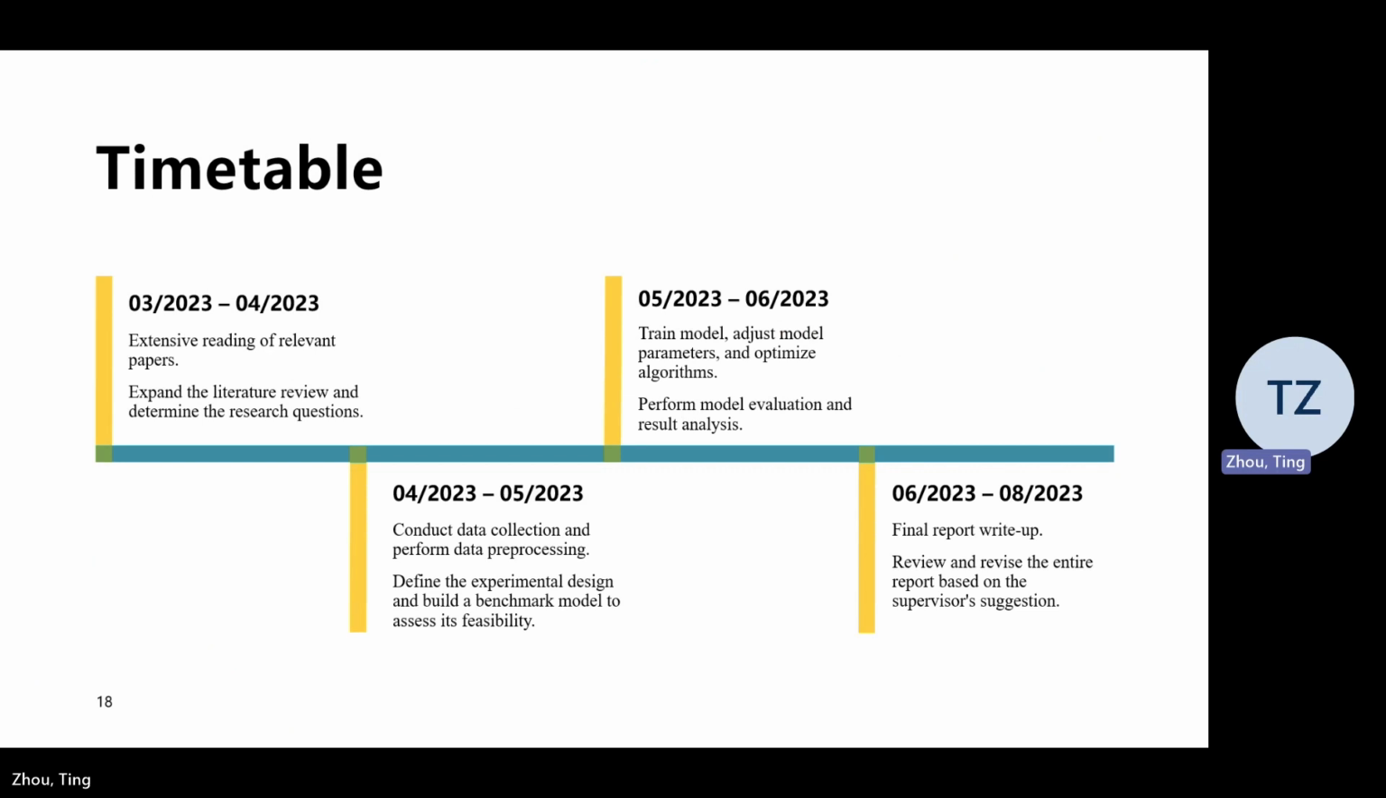Here is a timetable of the main events. First, we read the relevant papers and then conduct data collection and perform data preprocessing. And we train the model, adjust the model parameters, and perform the model evaluation and result analysis. And finally, we finish the report.